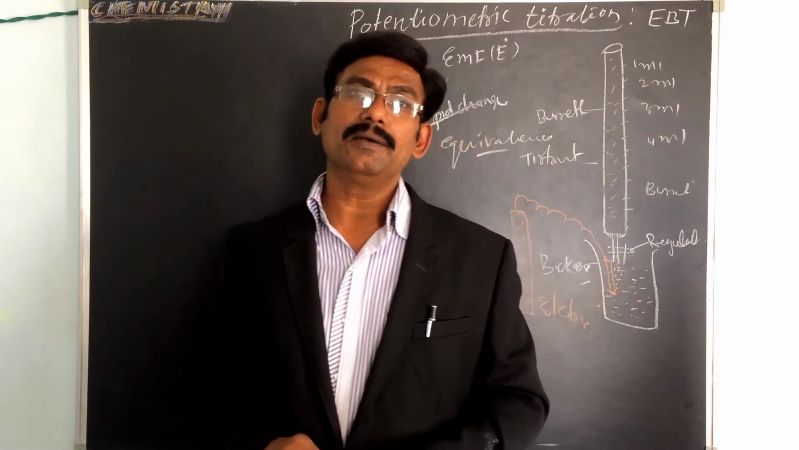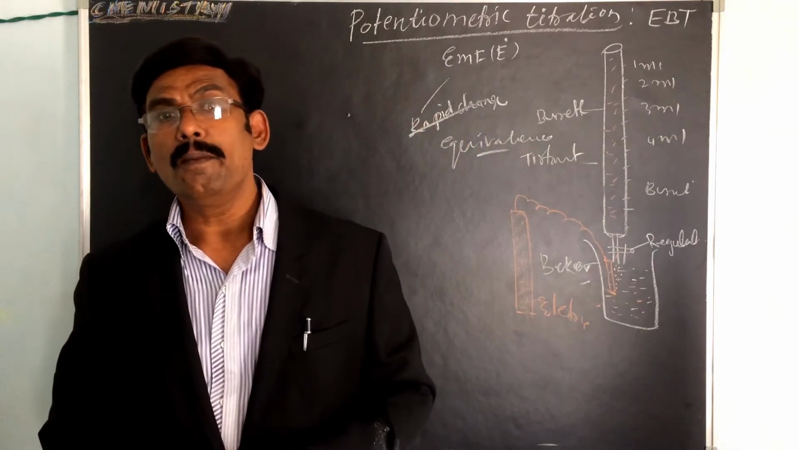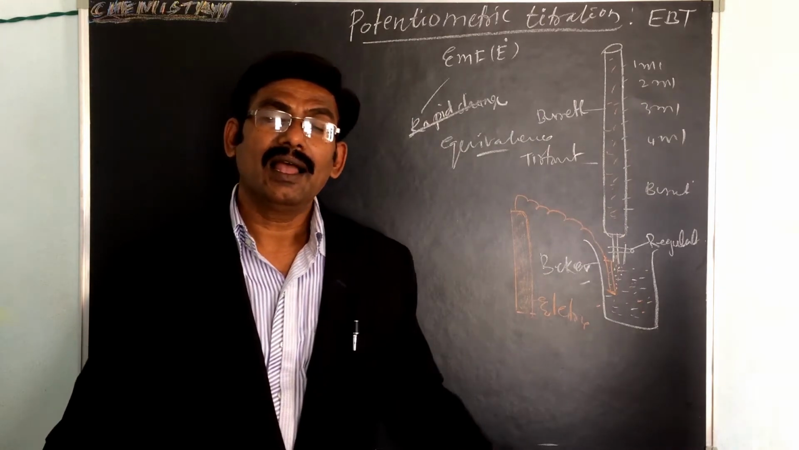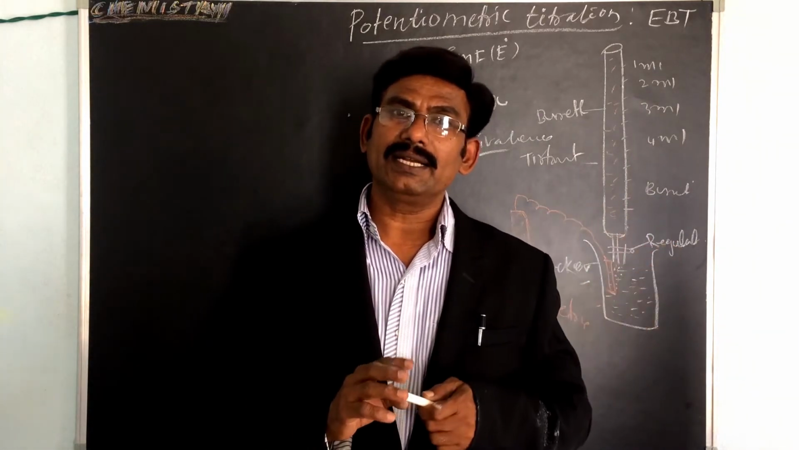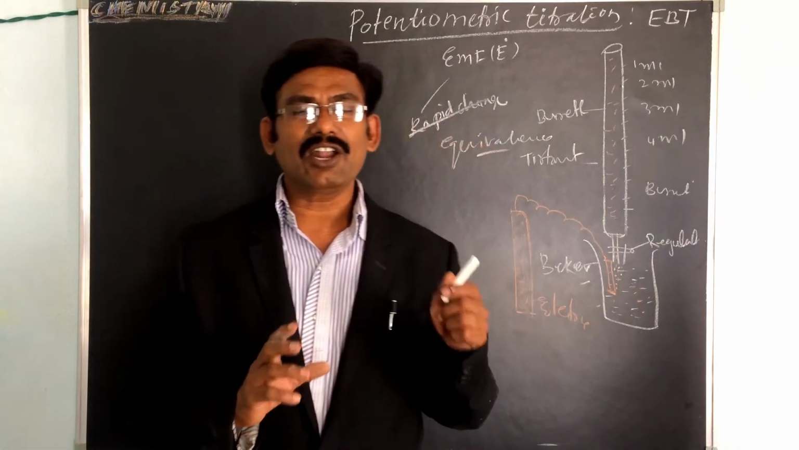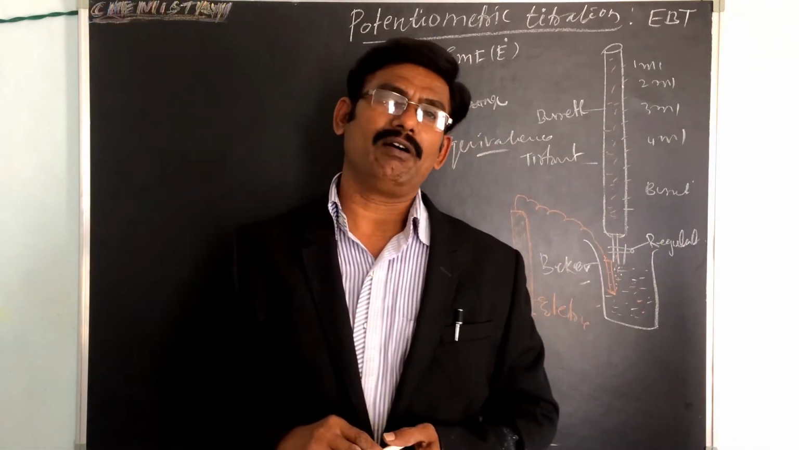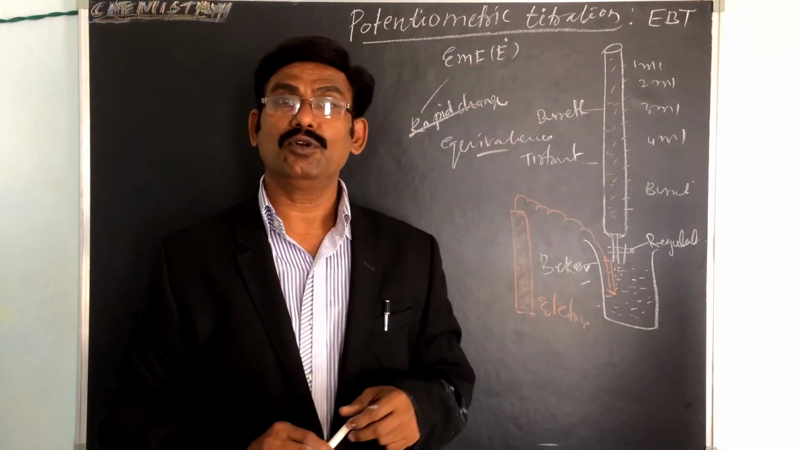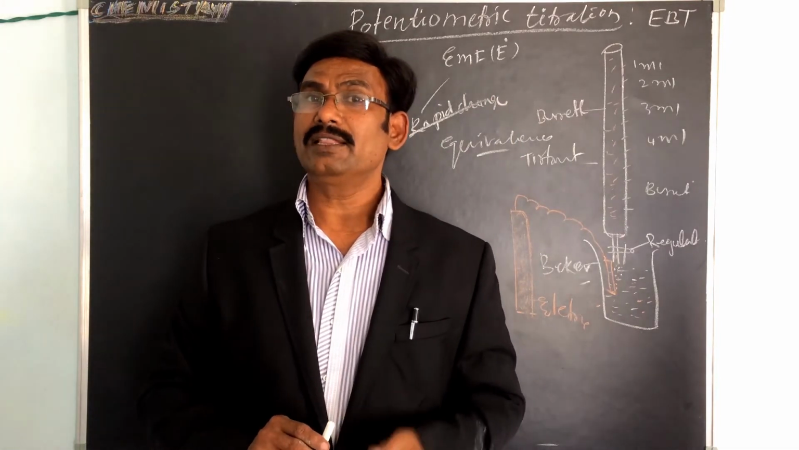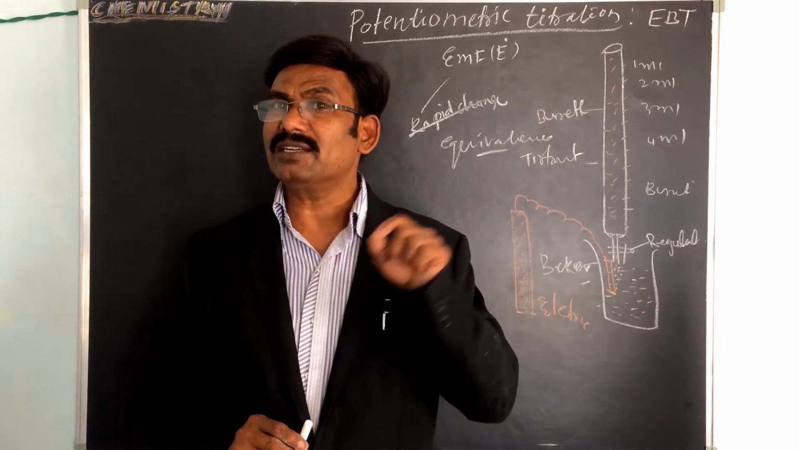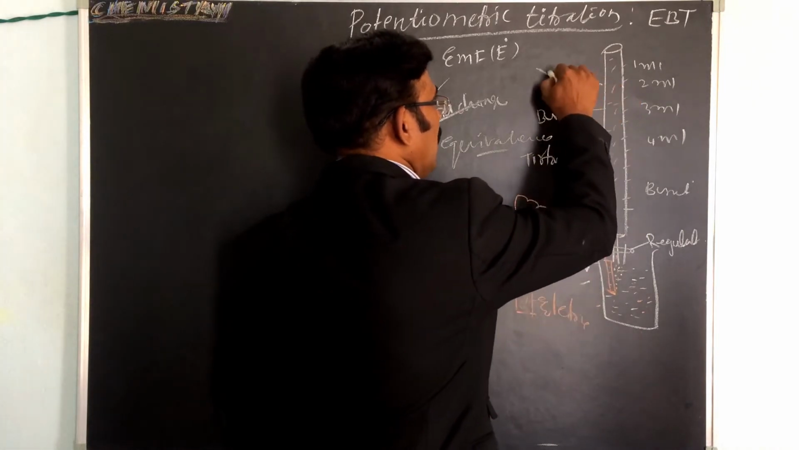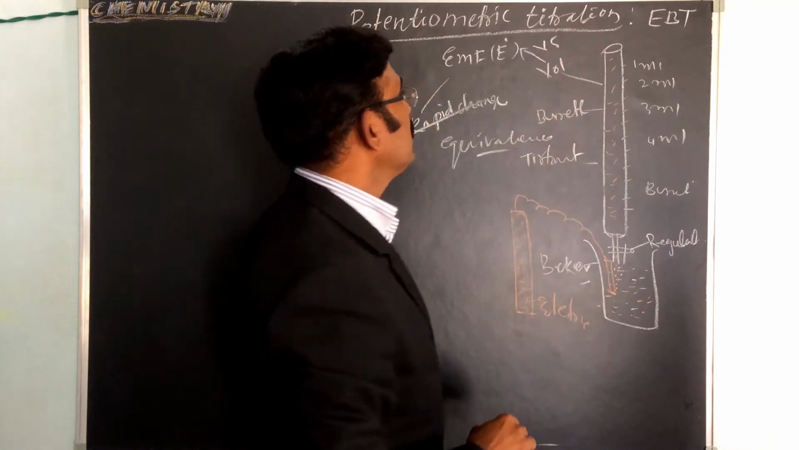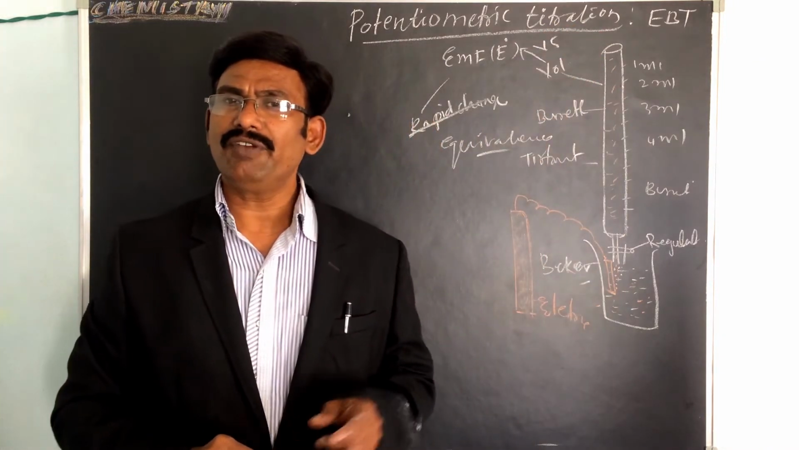The endpoint is the point which corresponds to the maximum slope in the plot. The endpoint is what? It is the point which corresponds to the maximum slope in the plot of electrode EMF value, electromotive force, versus the volume of the titrant. So we can take the plot.